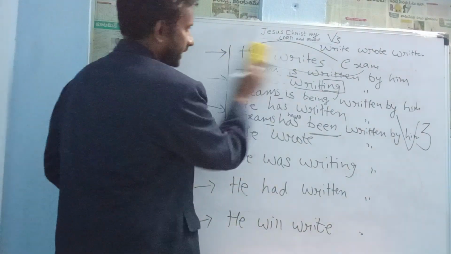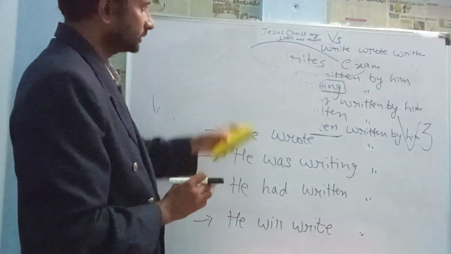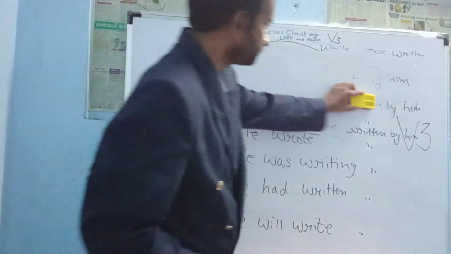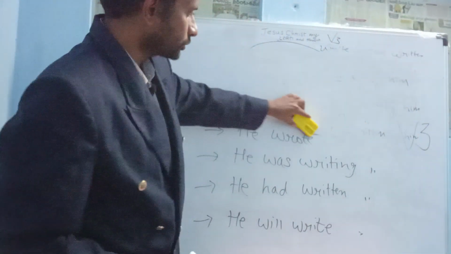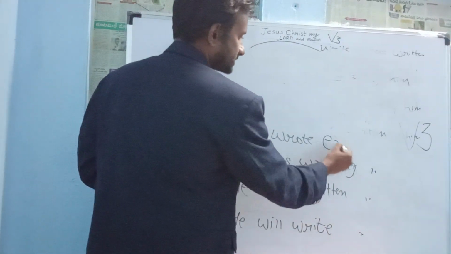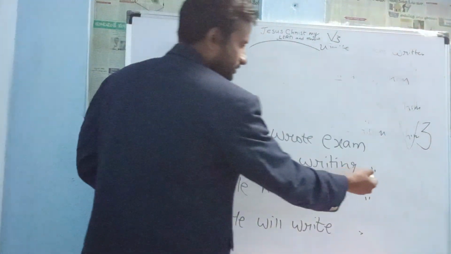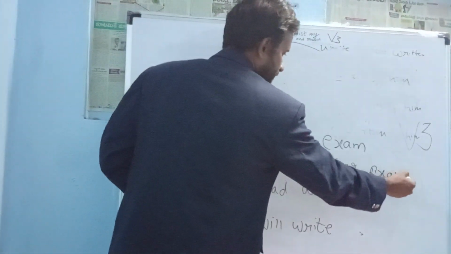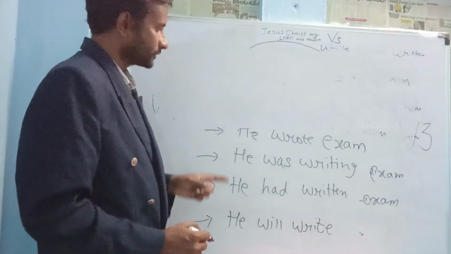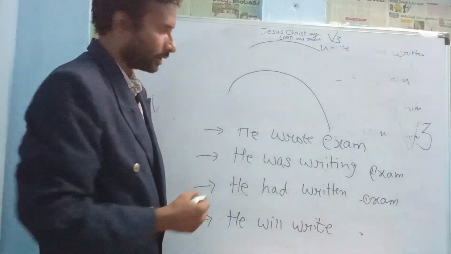Now let us take the example. He wrote. Now this is the example you are seeing here. He wrote. Now how to change it into passive voice? In order to change it into passive voice, we need to add the object. Let us add exam. So exam is the object for all these things. He wrote exam. So the object will become the subject in passive voice.